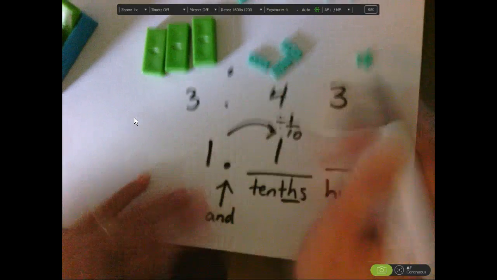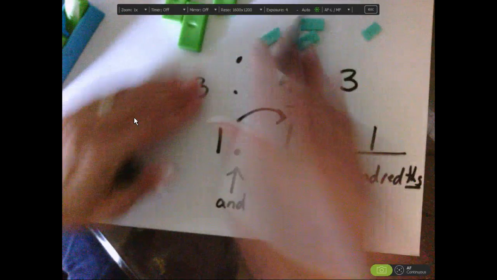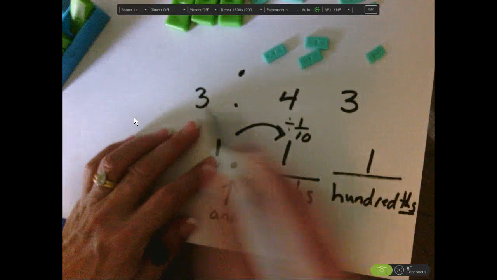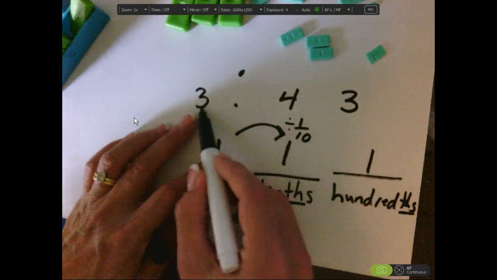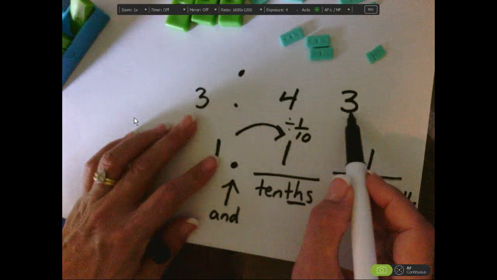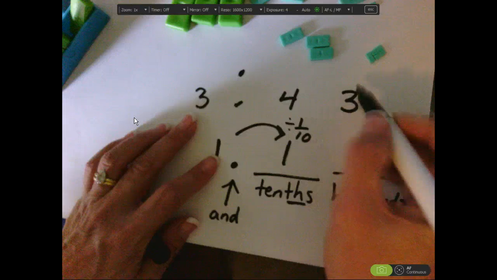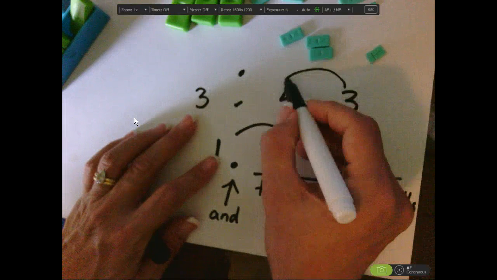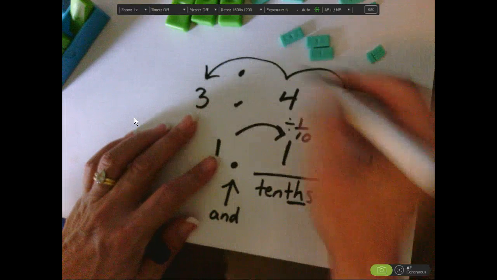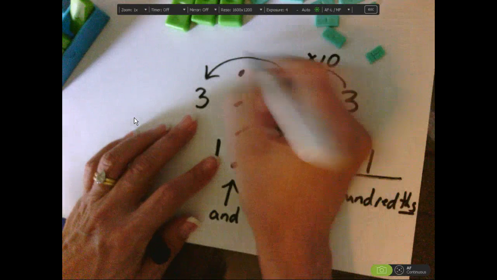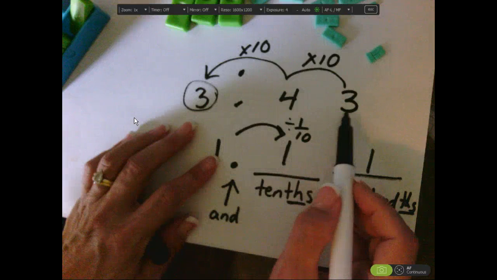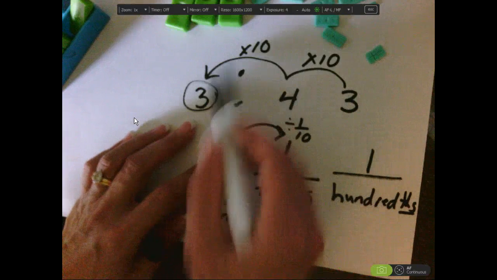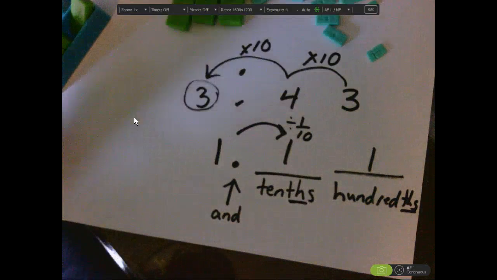And here we have this 3 and this 3. So if I wanted to compare how much larger the 3 in the ones is to the 3 in the hundredths, I know that it is 2 hops away, so it'd be times 10 times 10. This 3 is 100 times bigger than this 3 because we are based on tens.